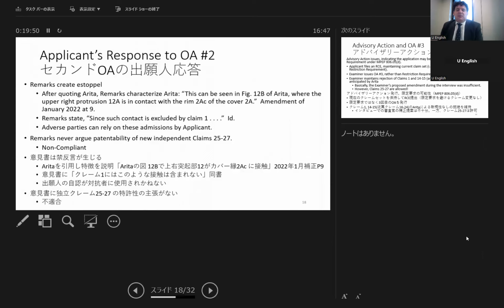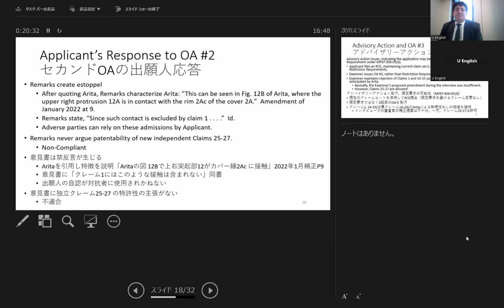In their response, they provided some remarks that created estoppel. We talk about this a lot. What does it look like when you characterize the references? How do we avoid estoppel in our arguments? These are examples of how estoppel is created. For example, they said that there's this feature that can be seen in figure 12B of ARITA, where the upper right protrusion 12A is in contact with the rim 2AC of the cover 2A. That's not in ARITA. ARITA doesn't say that.